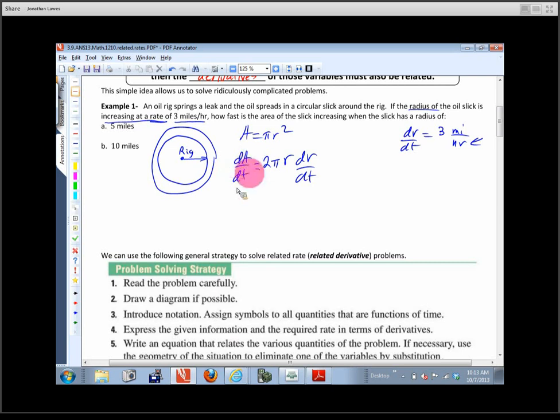Three. I don't know what dA/dt is. I don't know what r is specifically, but we do over here based on what the problem tells us. It changes from part A to part B, and dr/dt. Now, if you have an equation with three variables, how many do they have to give you so you can figure out what's left? They got to give you two.